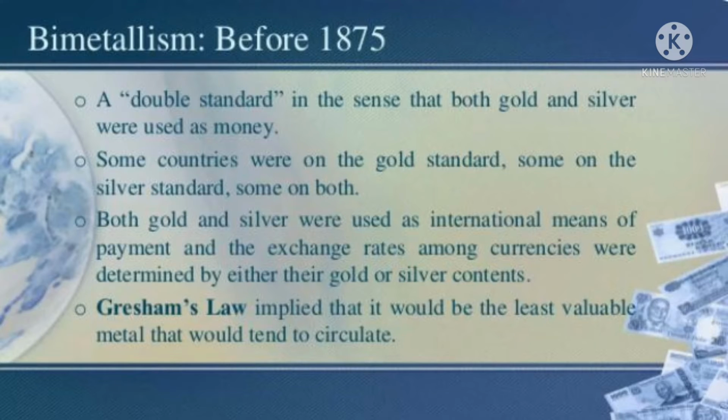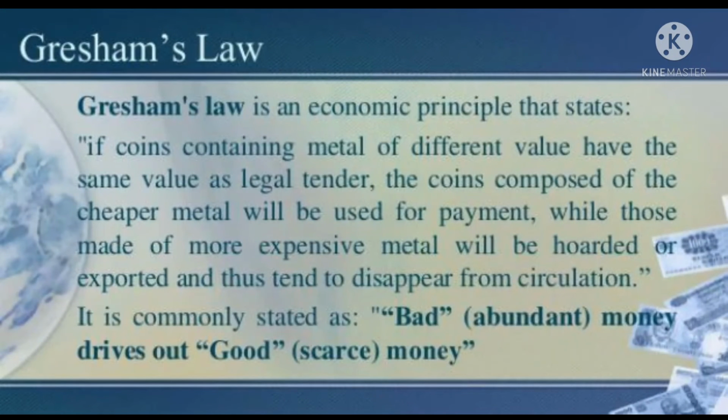Bimetallism before 1875 was a double standard in the sense that both gold and silver were used as money. Some countries were on a gold standard, some on the silver standard, some on both. Both gold and silver were used as international means of payment and exchange rates. Currencies were determined by either their gold or silver contents. Coins of different value have the same value as legal tender.